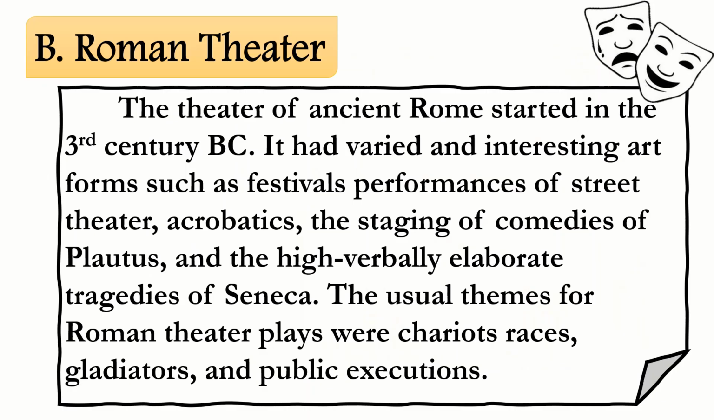Now, let's talk about Roman theater. The theater of ancient Rome started in the 3rd century BC. It had varied and interesting art forms such as festivals, performances of street theater, acrobatics, the staging of comedies of Plautus, and the highly verbally elaborate tragedies of Seneca. The usual themes for Roman theater plays were chariot races, gladiators, and public executions.